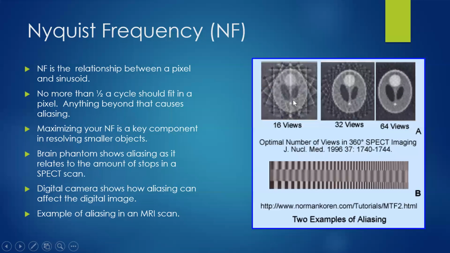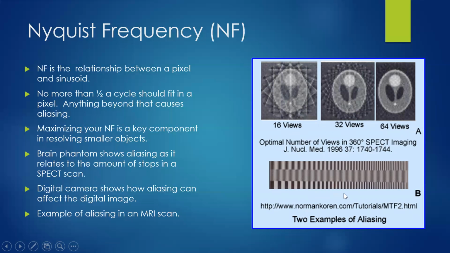And I don't totally agree with this article because it says that 16 views, 32 views, 64 views. I think this has more to do with our ability to put in enough slices to actually see this image. But the article says that aliasing might look similar to this.